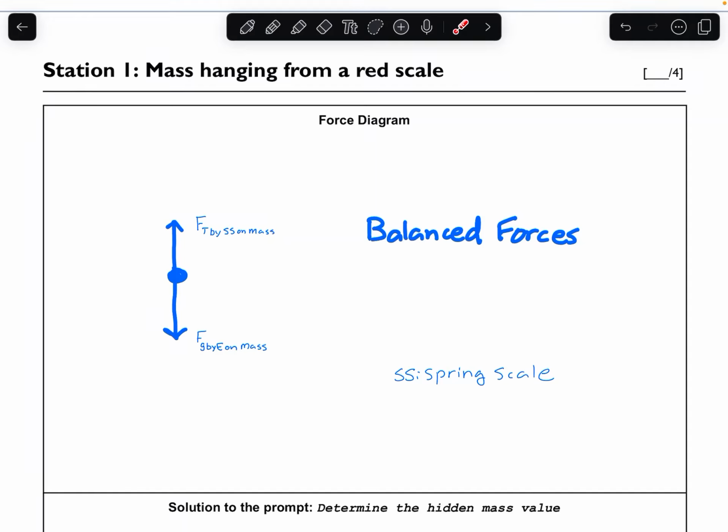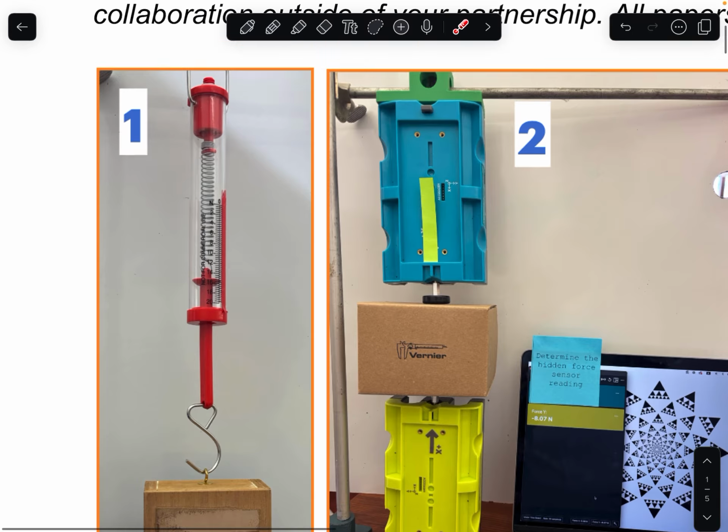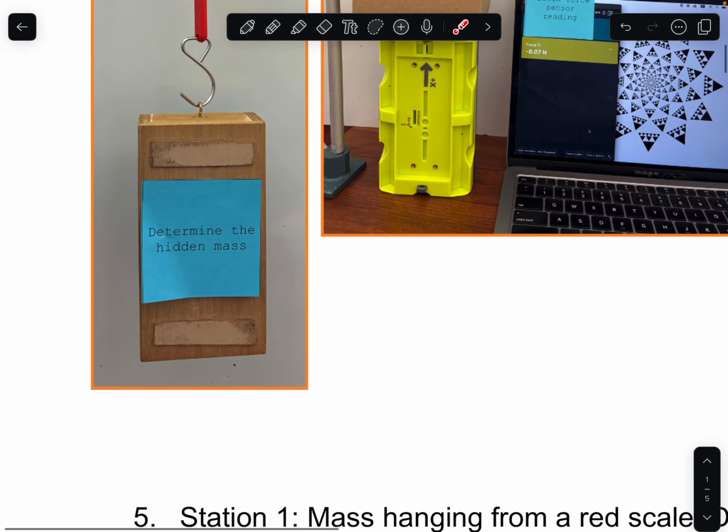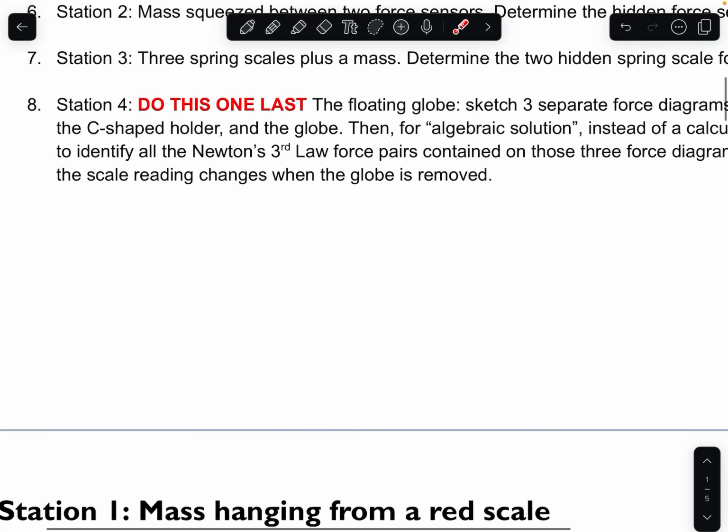Let's talk about how we solve station 1 for the forces unit. Mass hanging from a red scale. Let's refresh our memories on what that picture looks like. Here you go. I've got a scale, and I have some amount of mass hidden in the box. That's this one on the left.